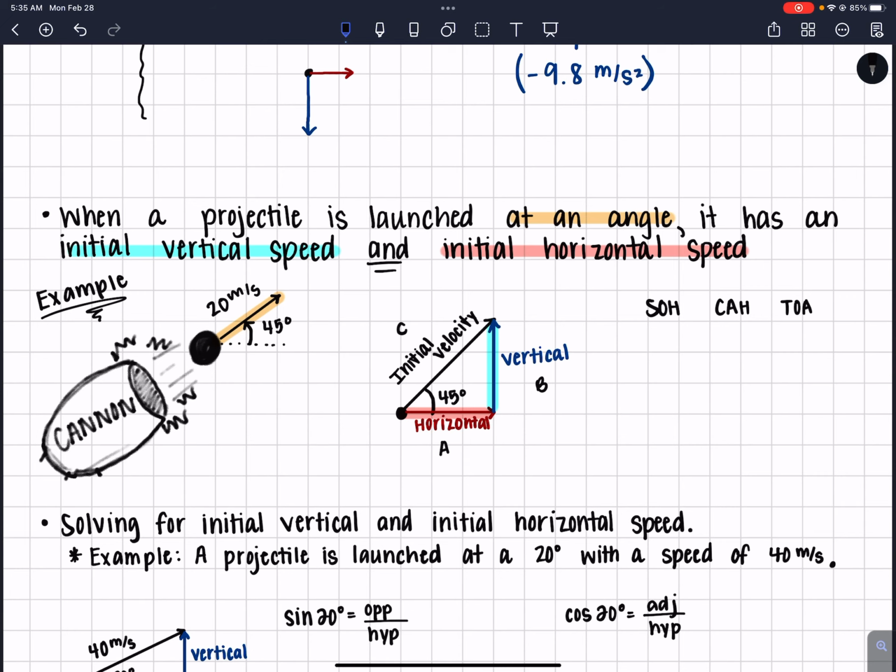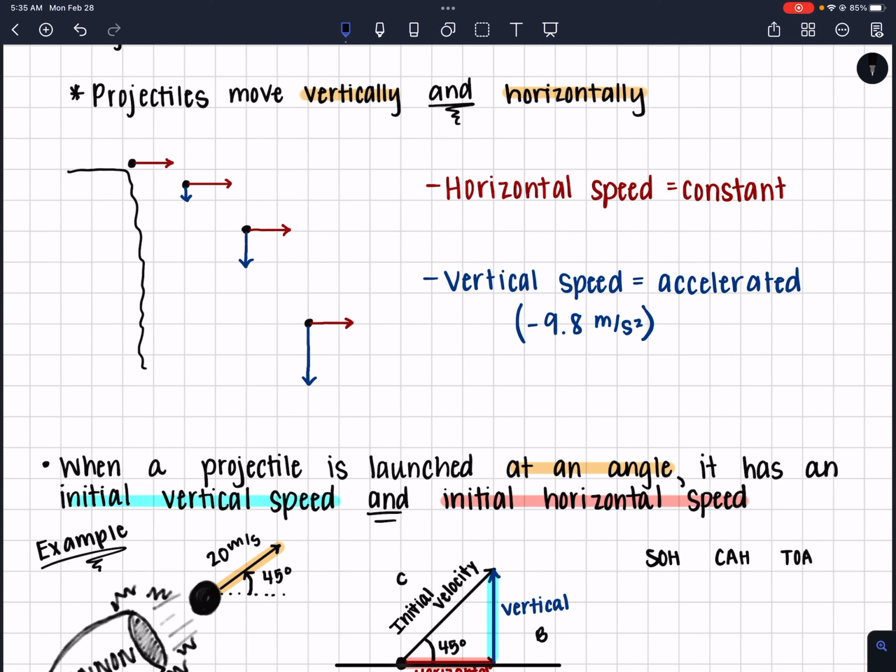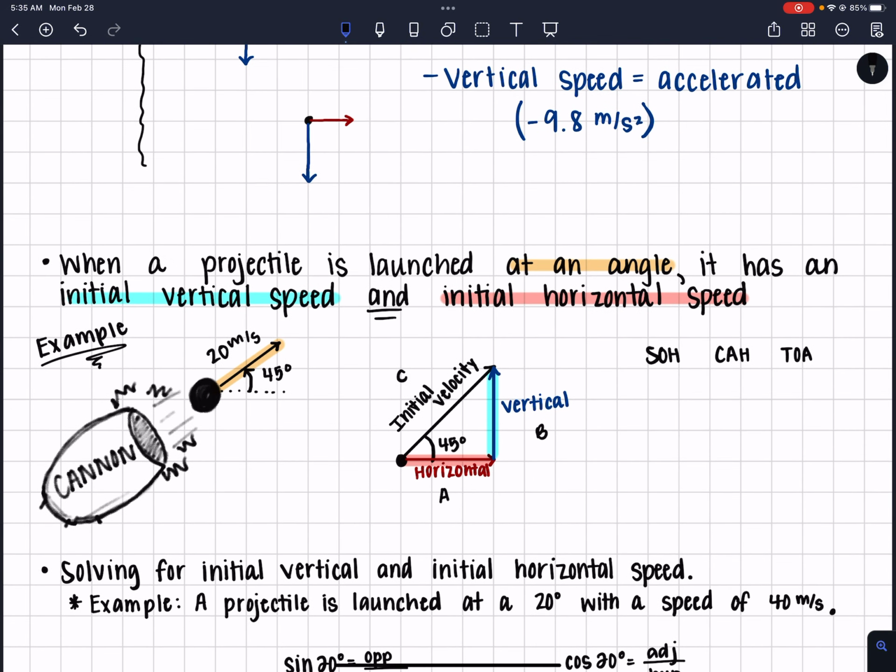We're going to want to know horizontally how fast this cannonball is going, because horizontally we know that that speed is not going to change. And vertically we'd like to know how fast the cannonball is initially going, because its speed is going to accelerate or change vertically by negative 9.8 meters per second squared. So being able to take our initial velocity, or the C side, and break it down into a horizontal component and a vertical component will be very helpful for us in describing the motion of a projectile, in this case the cannonball, being launched at an angle.